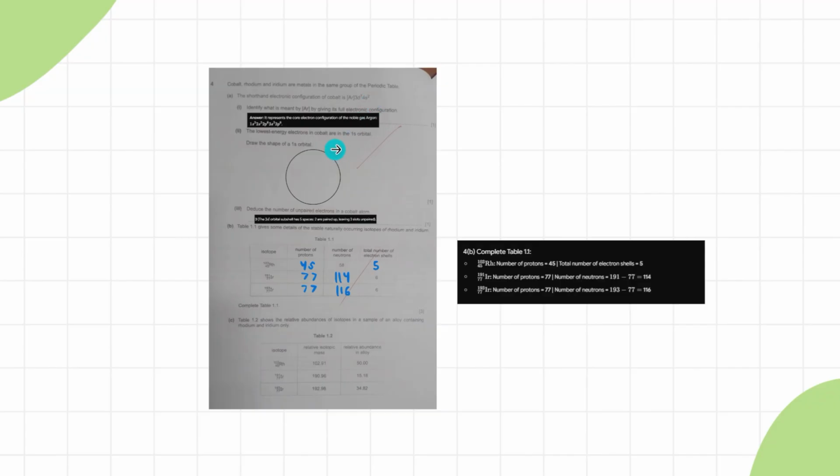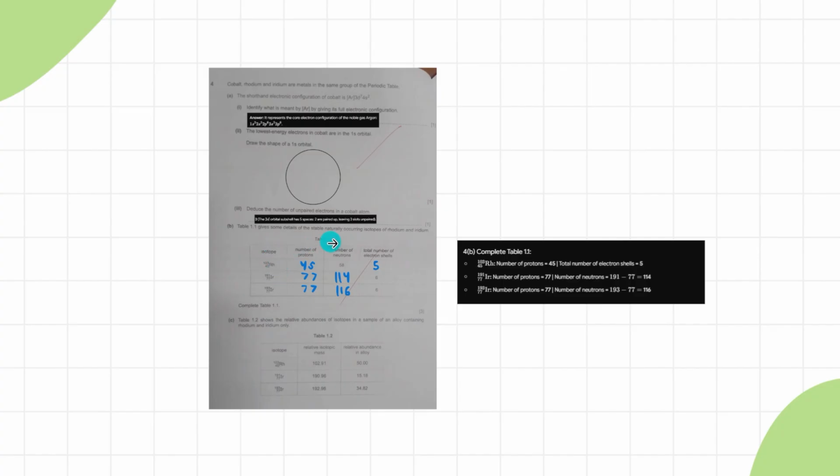The lowest energy electrons in cobalt are in the 1s orbital. Draw the shape of a 1s orbital. The shape of a 1s orbital is a perfect circle like this. Next, deduce the number of unpaired electrons in a cobalt atom. It is 3, because the 3d subshell has 5 spaces, 2 are paired up, leaving 3 unpaired.